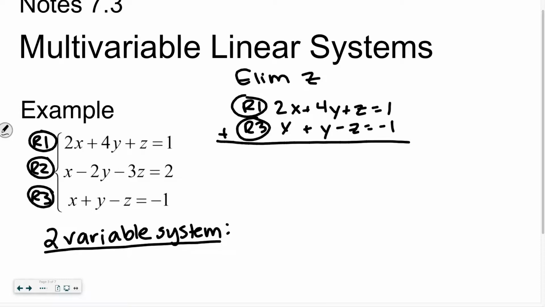Stack and add is what we're doing in elimination. So I get 3x plus 5y. Of course, my z's canceled out, and that equals what, 0? So I call that a new equation. Someone call it row 4. And that's 3x plus 5y equals 0.